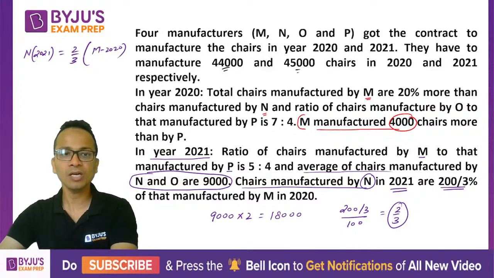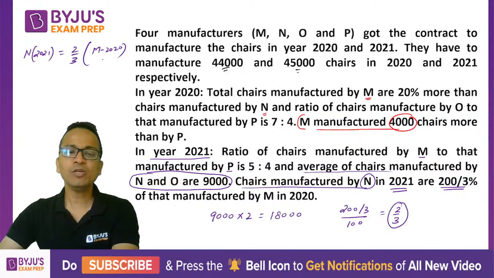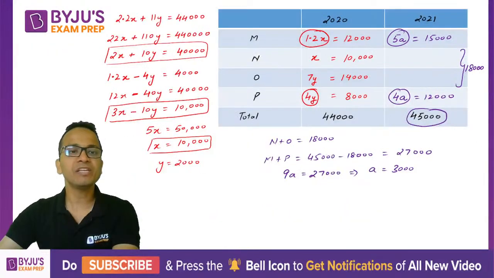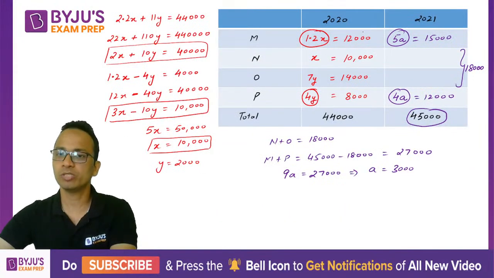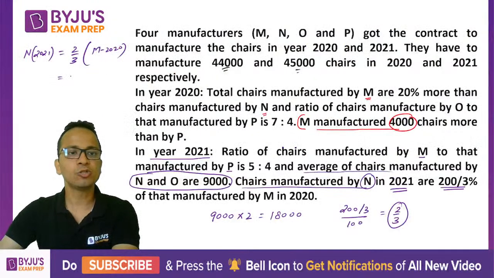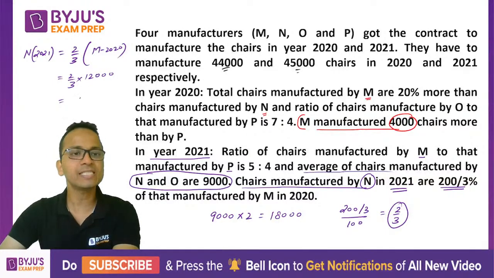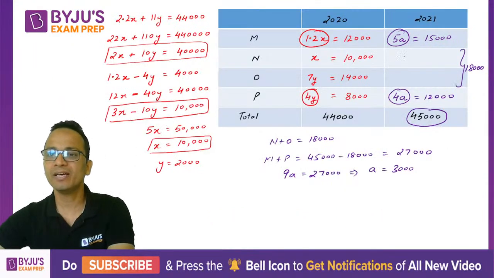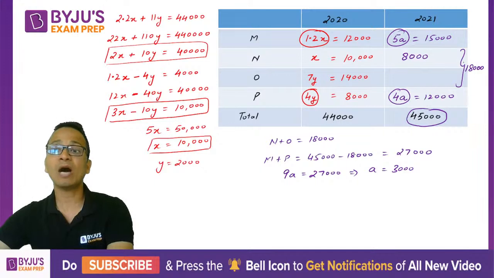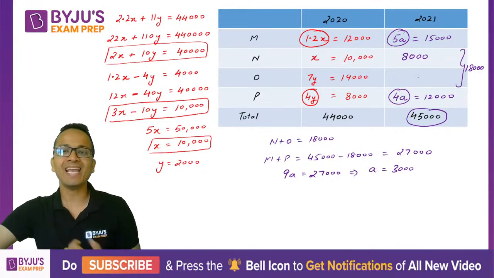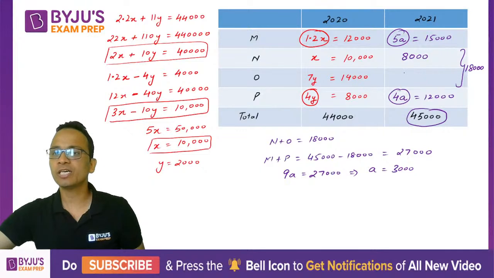All right. So the value of M in the previous year, M का previous year का value क्या था? It was 12,000. Okay, so I'll put that. So 2 by 3 of 12,000 will be equal to how much? It will be equal to 8,000. All right, fine. So the value of N here is 8,000 out of 18,000, which was the sum of N and O. So O का value कितना हो जाएगा? The remaining value, 10,000. All right.